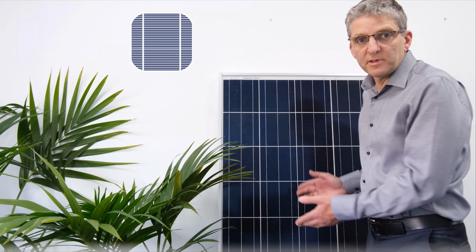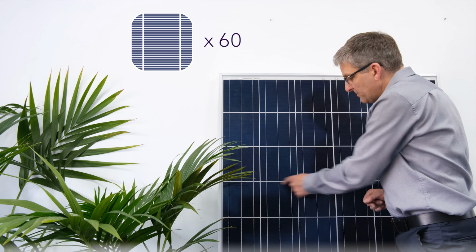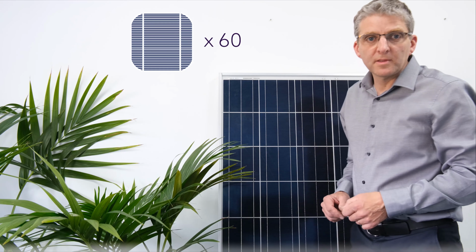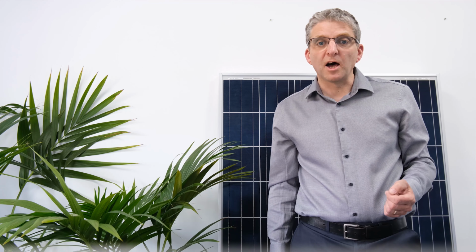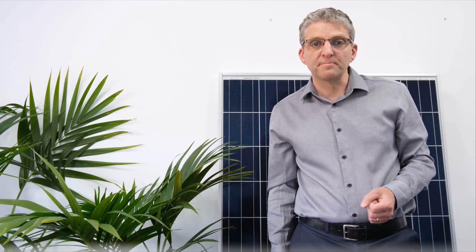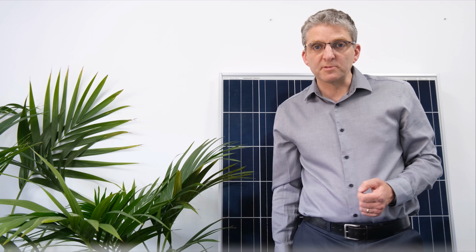In this module you can see there are 60 individual solar cells. Some modules have 72 cells instead, and the very latest ones tend to have even more. Increasingly we're seeing modules with half-size cells to get better performance. There are lots of different types of solar cells.